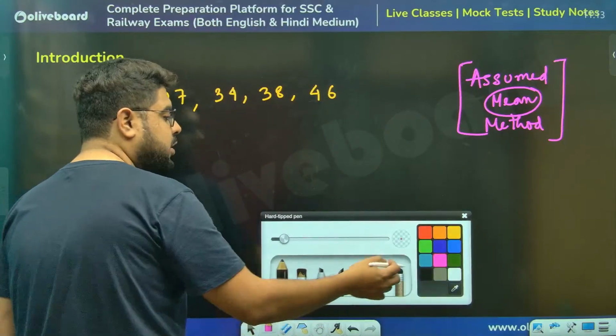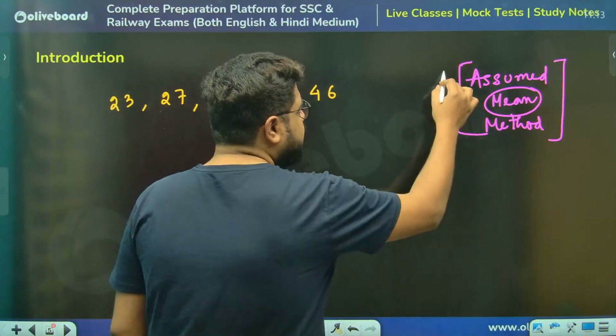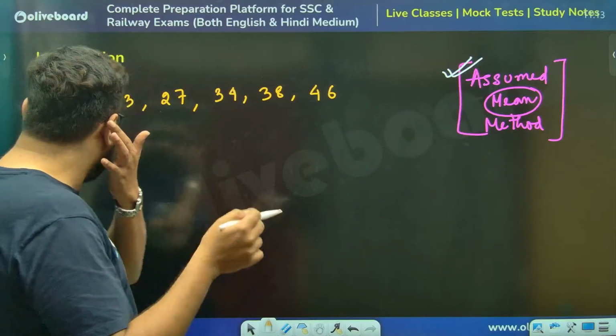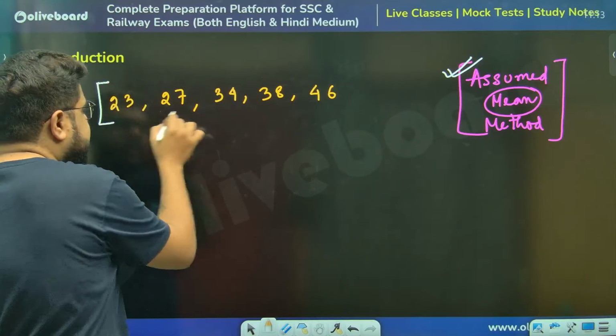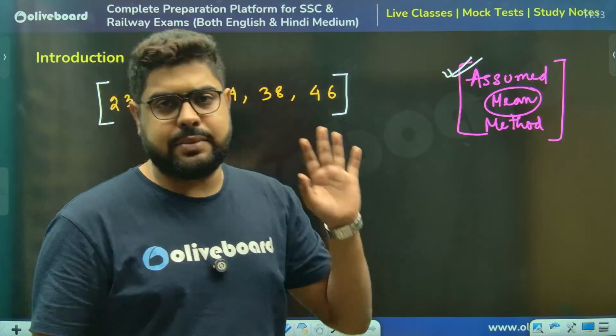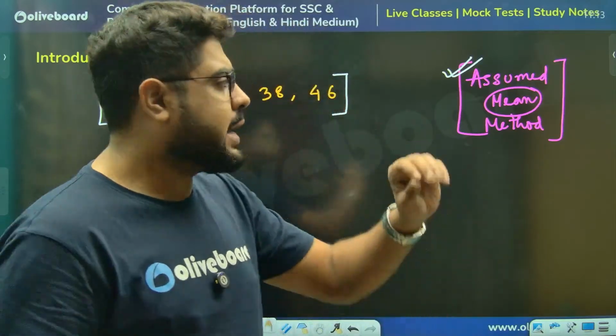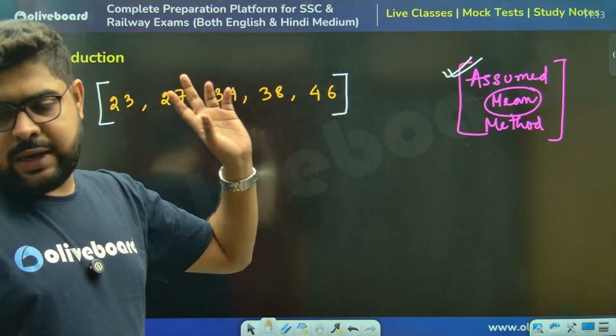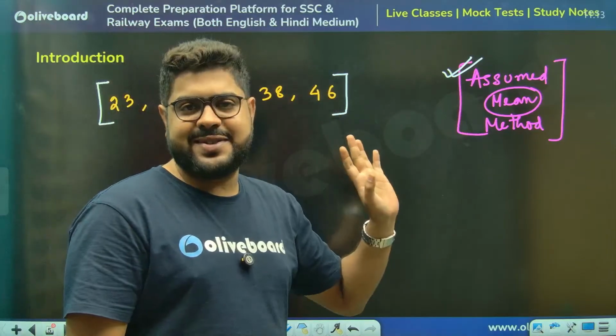Now what will we do? Assume mean method is saying you assume some mean of your choice. You can assume anything. Like you are saying that the average of these 5 numbers, I am assuming anything it can be. So it can be 10, it can be 15, it can be 1 crore as well. It is completely up to you guys.